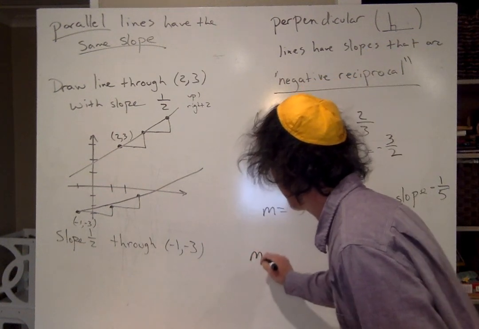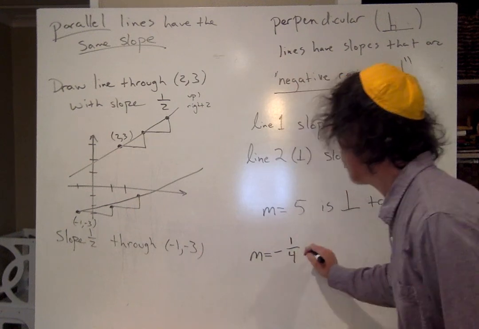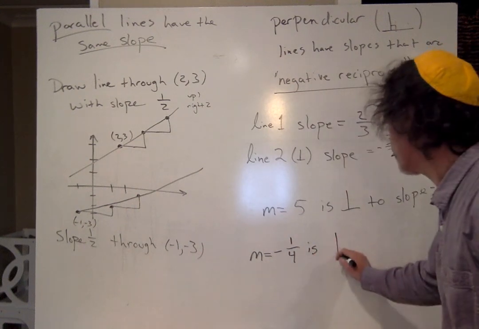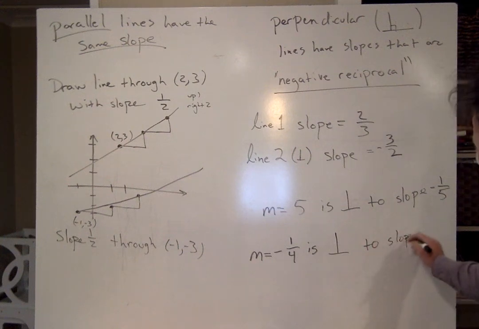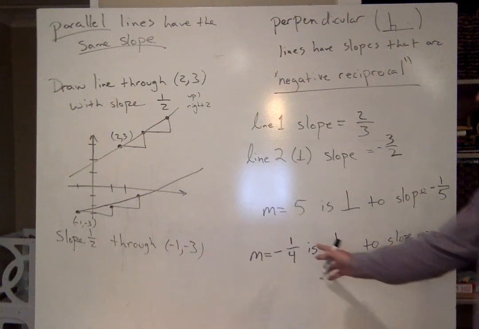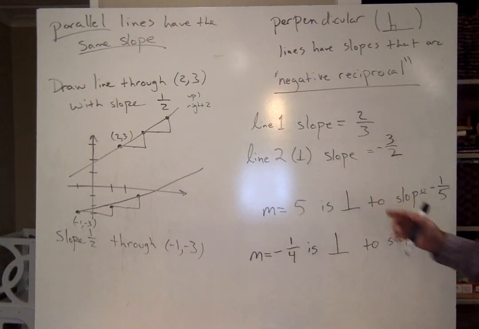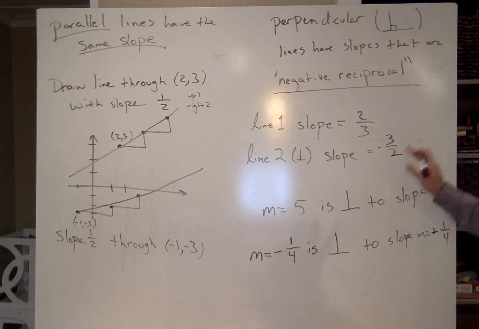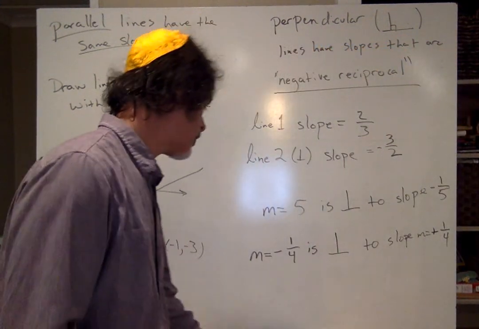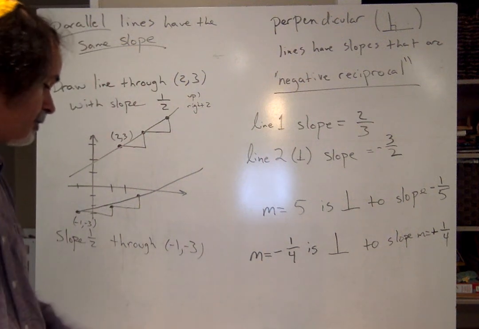Slope -1/4 is perpendicular to slope... The reciprocal of 1/4 is 4 over 1. Negative of negative will be positive, so it's positive 4. Those lines with those slopes will be perpendicular to each other.